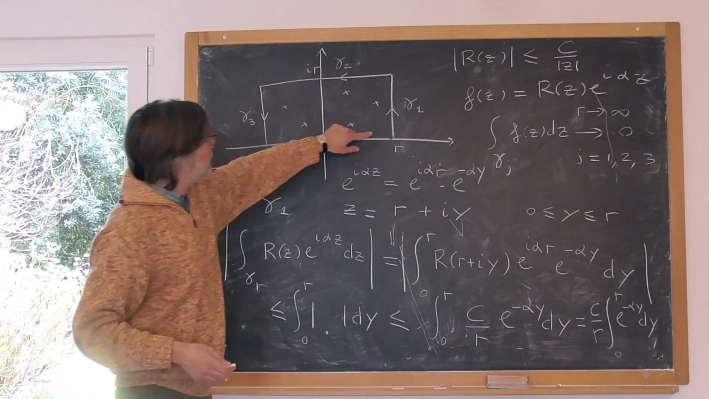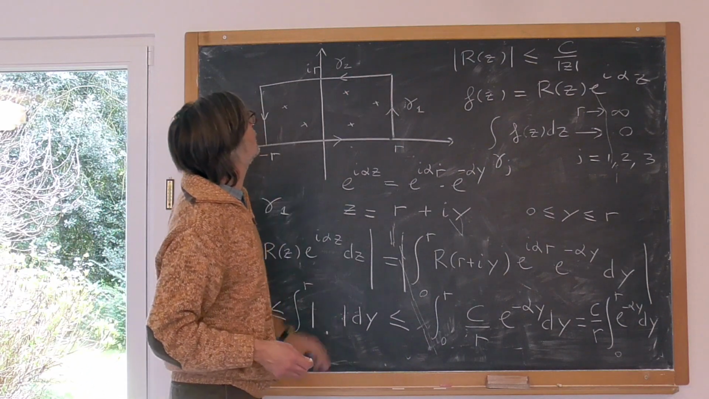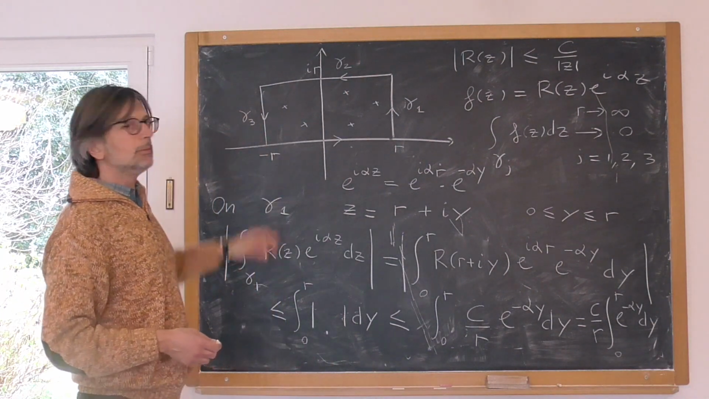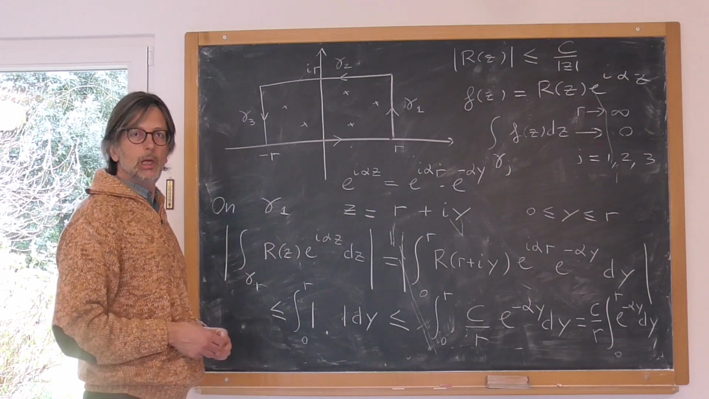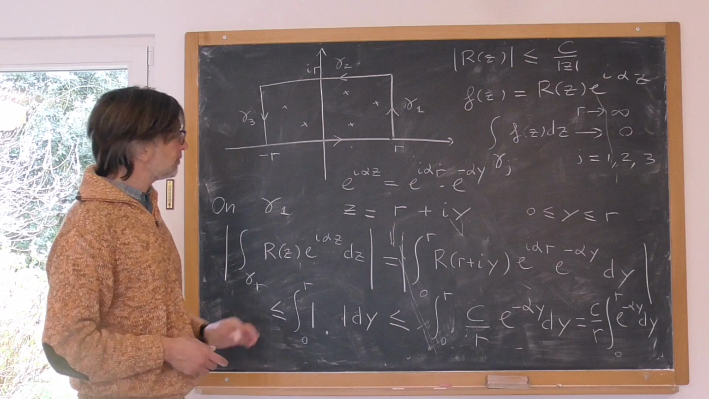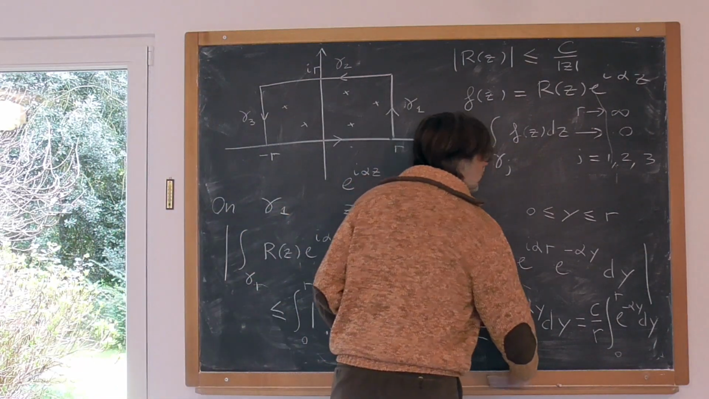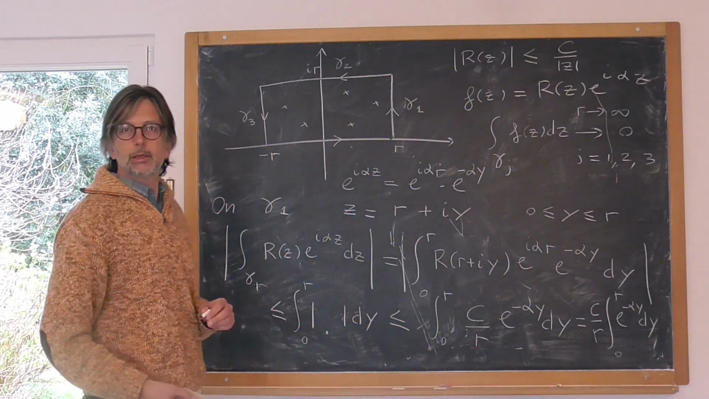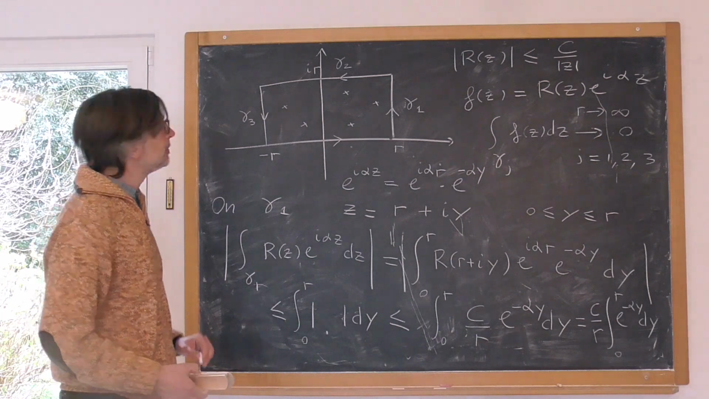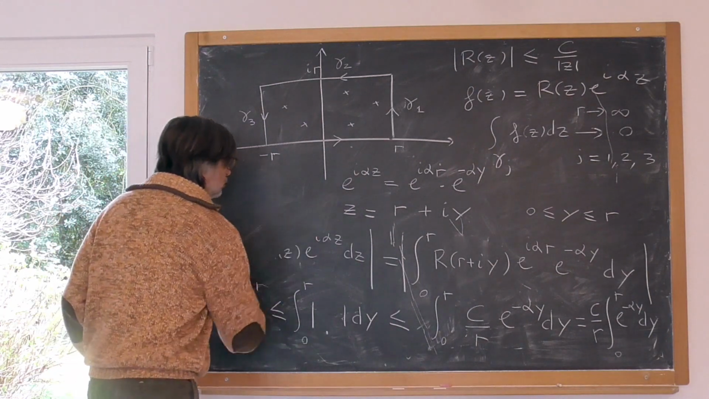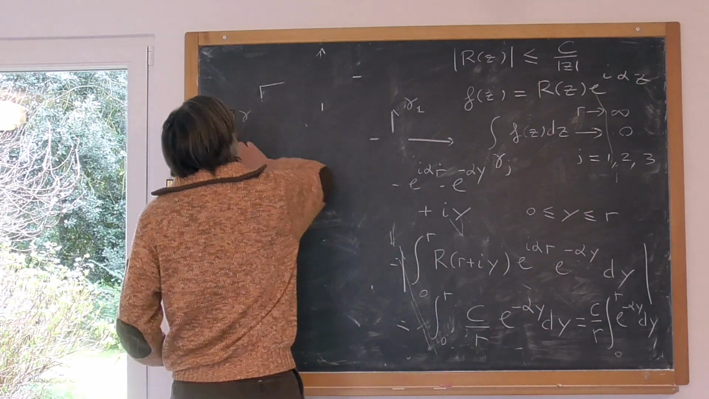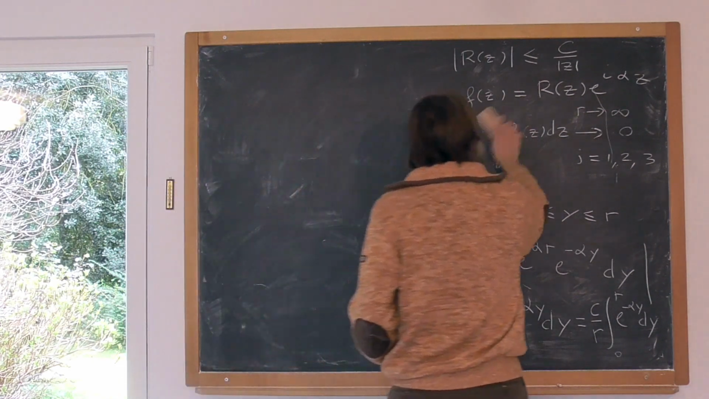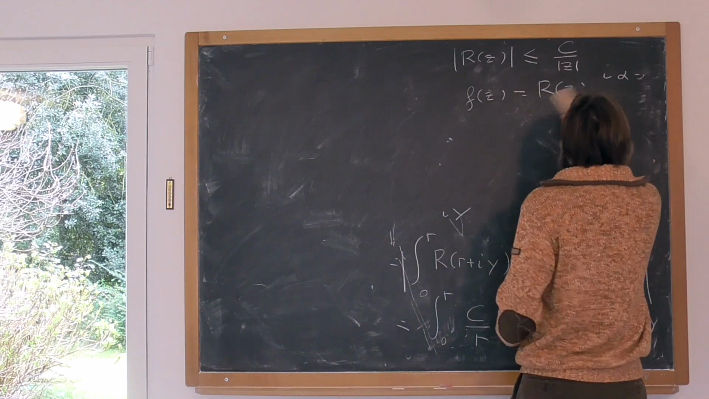Okay, so the integral on this gamma 1 goes to 0, the same holds for the integral on gamma 3, and this proves what we wanted to prove. Okay, so this proves the formula for integrals of type 3. So let me conclude with an application of this formula for type 3.